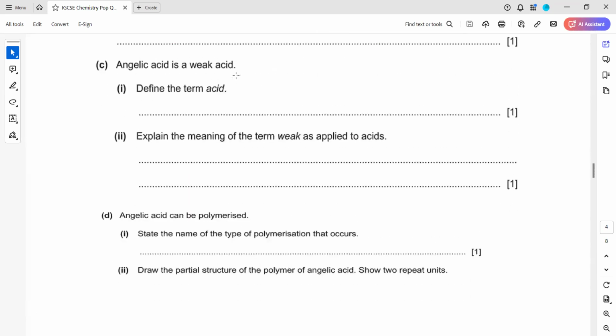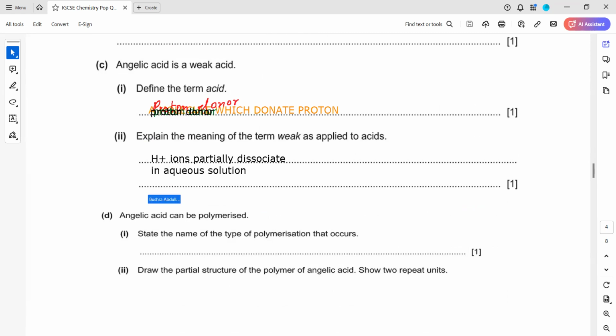Then it is a weak acid. Define the term weak acid. The term acid means proton donor, and the term weak means it's ionized partially.